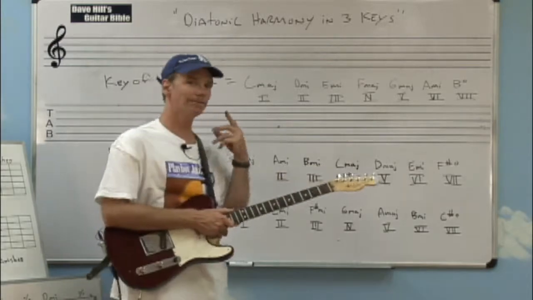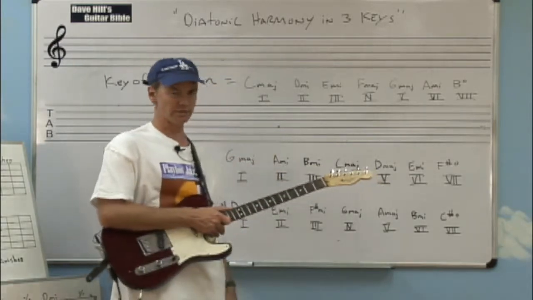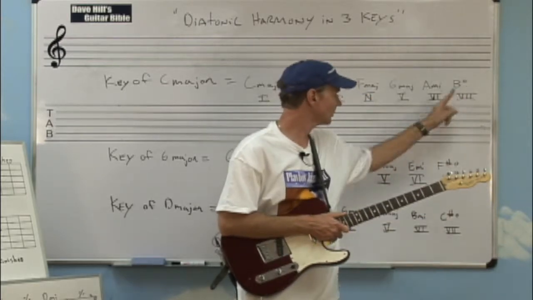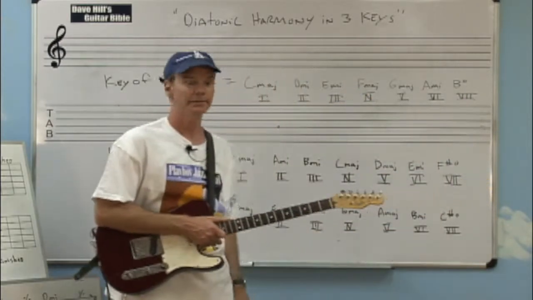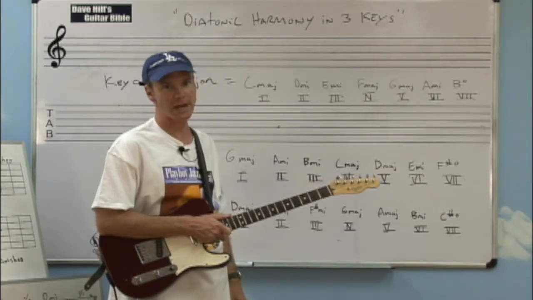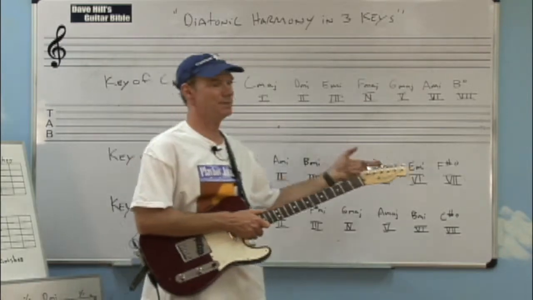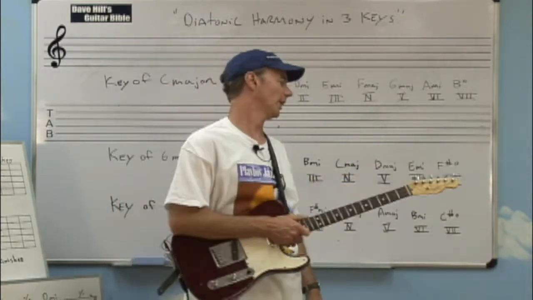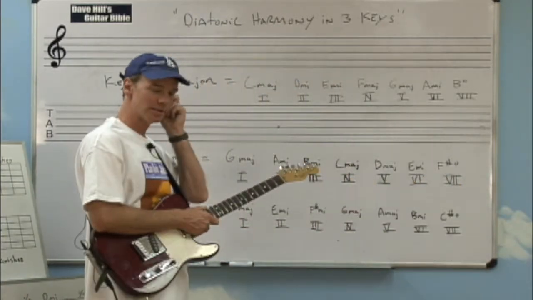You've got to know that the 1, 4, and 5 are major, the 2, 3, and 6 are minor, and the 7th chord is a diminished triad. Notice I have a little circle here next to the root name. That's shorthand for diminished. Rather than writing diminished, I wrote the circle. That's typical of how you would write that. Okay, so now how does this help us transpose, you might be wondering?